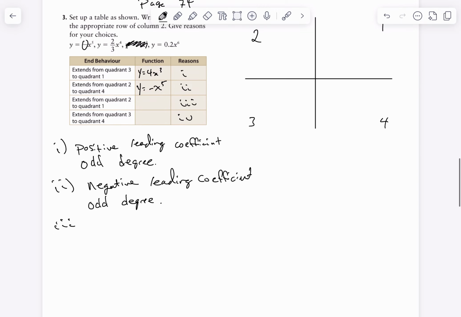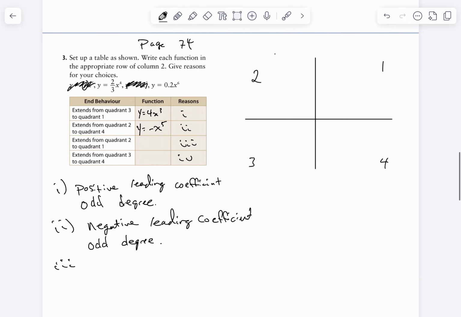So we'll get rid of this one too now. Oh, it looks like we've only got even functions left. Okay. Extends from quadrant 2 to quadrant 1. Okay. From quadrant 2 to quadrant 1 is going to be something like this. Okay. And so that's not totally helpful at the moment. Okay, we're trying to figure out what goes where. And I think it could be either one of those two.